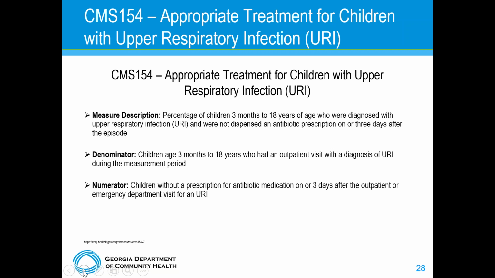The denominator is looking for those that are 3 months to 18 years of age who had an outpatient visit and were diagnosed with an upper respiratory infection during the measurement period, and specifically targeting for that numerator the children that did not receive a prescription for antibiotic medication on or 3 days after the encounter.